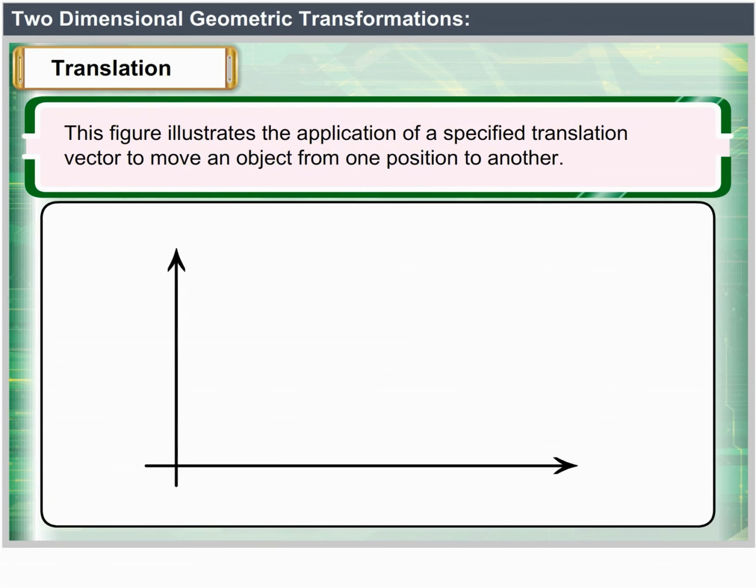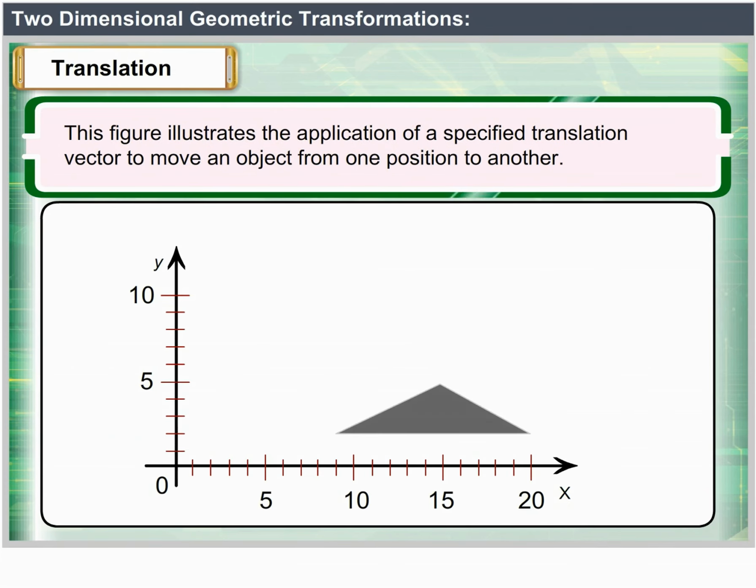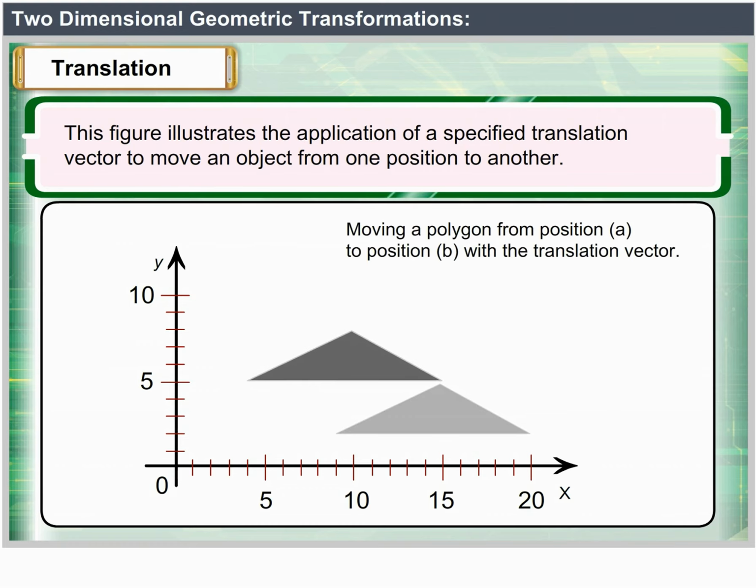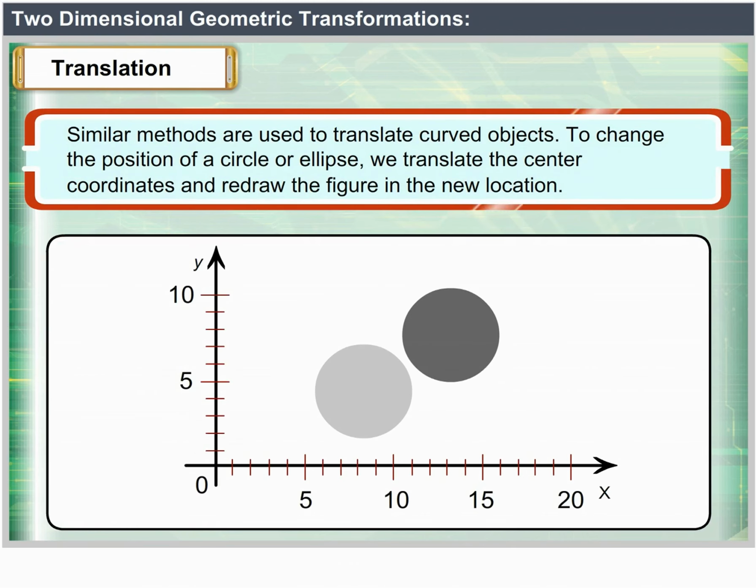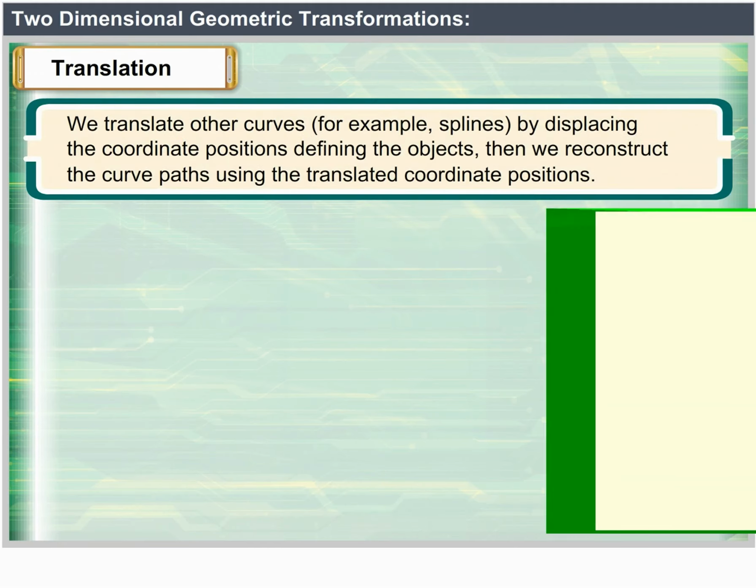Similar methods are used to translate curved objects. To change the position of a circle or ellipse, we translate the center coordinates and redraw the figure in the new location. We translate other curves, for example splines, by displacing the coordinate positions defining the objects. Then we reconstruct the curved paths using the translated coordinate positions.